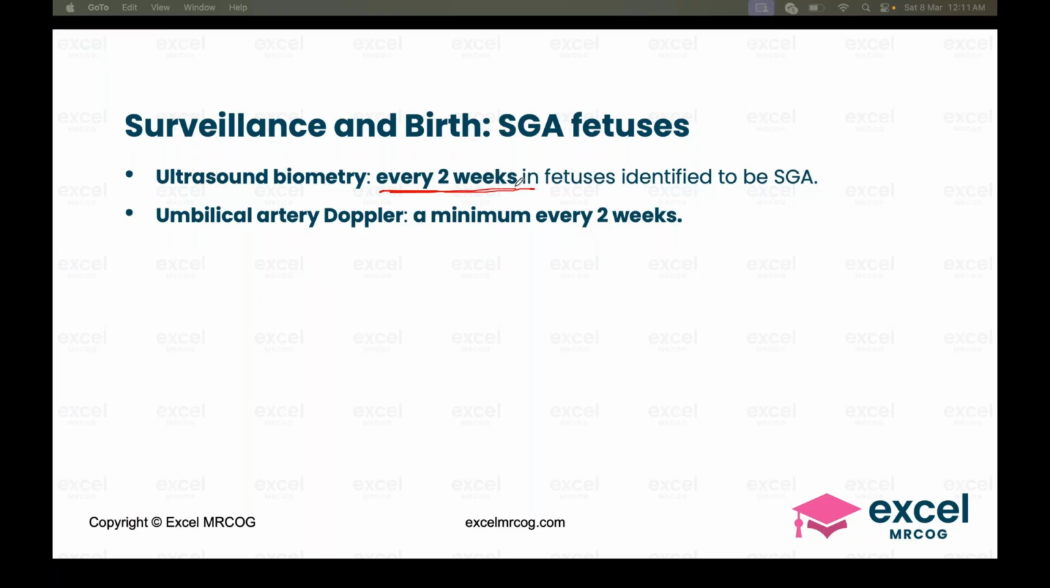But now you have already found a baby that is less than 10th centile. The next ultrasound should be at least every 2 weeks. And umbilical artery Doppler should be a minimum of every 2 weeks. It can be more frequent than this. It can be every week, depending on how severely the baby is restricted. But they say minimum, that means at least every 2 weeks. Okay, so this is when you have diagnosed SGA. What we saw earlier was screening. Okay, remember the difference.